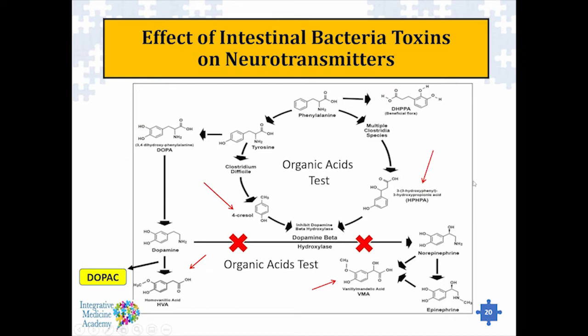If you've heard me talk before on these webinars or seen me in person, you've likely seen this slide before. This is the slide that shows us the relationship between Clostridia bacterial toxins and their impact on dopamine metabolism. Here we've got Clostridia difficile, and up here we've got multiple species of Clostridia that produce a chemical compound called HPHPA or 4-cresol. Both of those markers are available on the organic acids test.